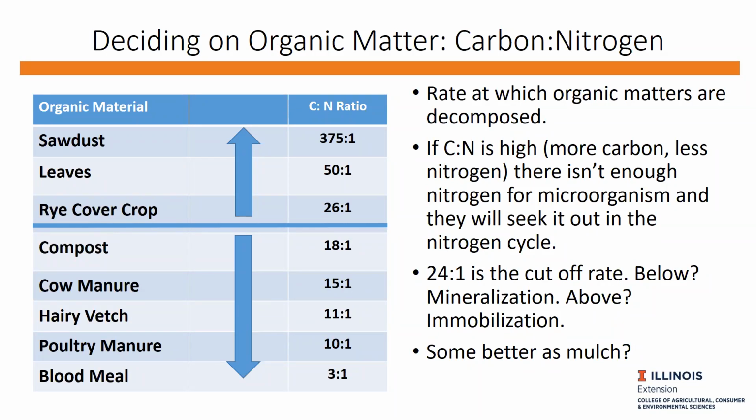You do see some common organic matters below this line: compost, cow manure, hairy vetch, poultry manure, and blood meal all have much lower than that 24 to 1 ratio. Most of them are what we consider organic matters that would break down into the soil, ones where we need to turn to the soil, versus those above that line that tend to be more of a mulch on the soil surface level.